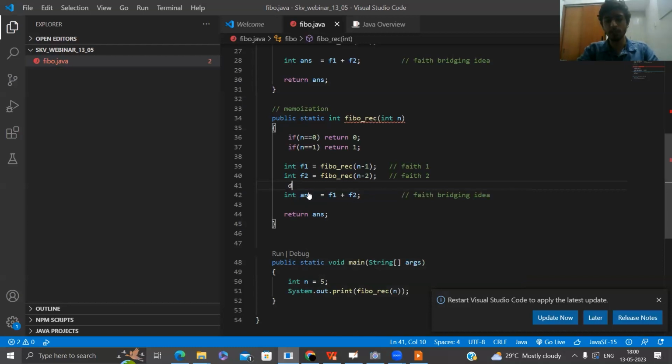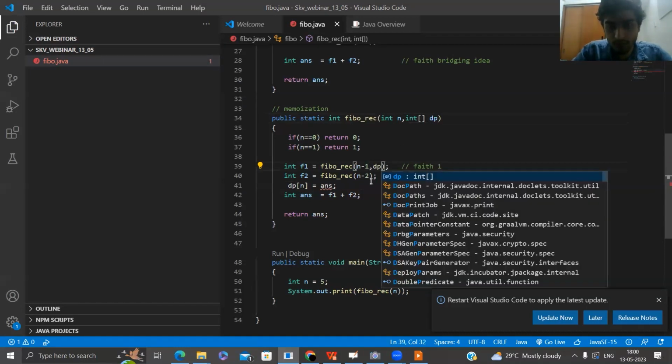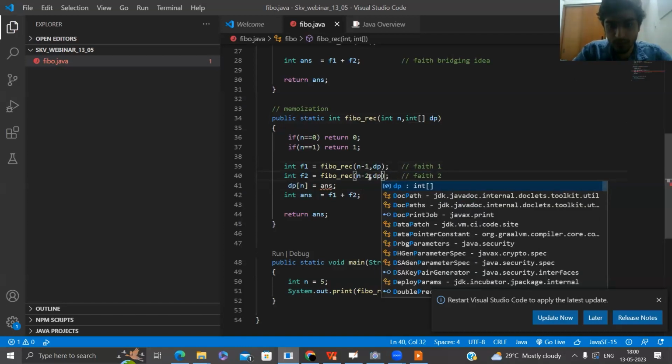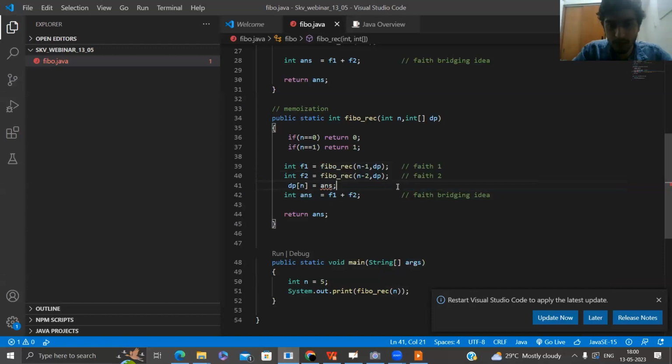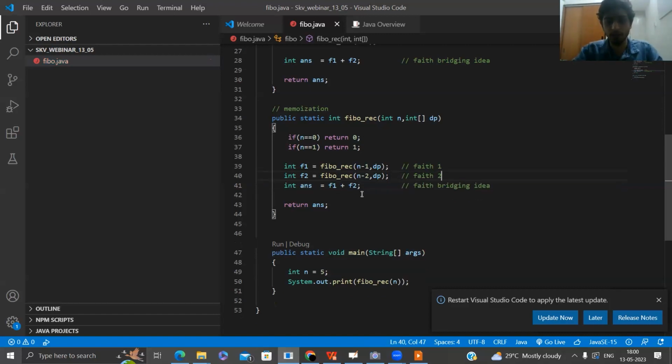So we discussed the meaning. dp of n will have the answer. Okay, let me pass the dp array as well in the signature. Over here, after we calculate the answer, we have to return.